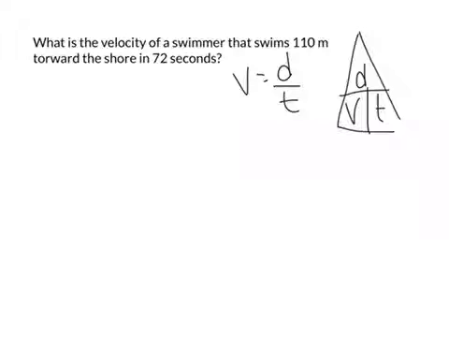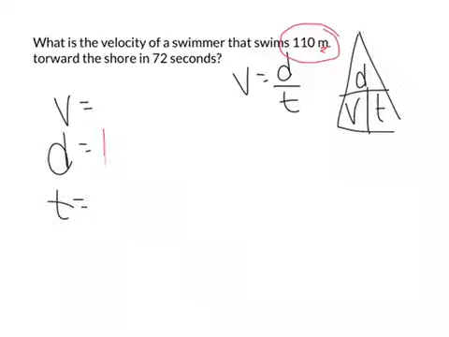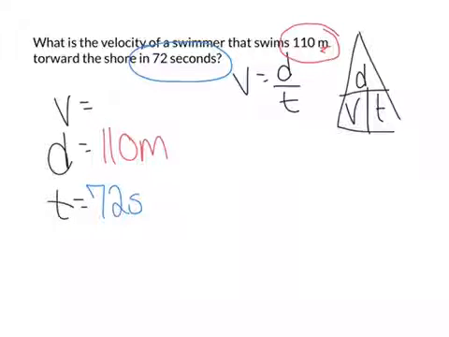Okay, so for this problem it says, what is the velocity of a swimmer that swims 110 meters towards the shore in 72 seconds? So the question is asking about our velocity. So we're going to need to find the velocity. And to do that, we need to find the distance that they traveled and the time it took them. If I go and reread the problem, I see that I have 110 meters. Meters is always a measurement of distance. I also have 72 seconds. 72 seconds is going to be a measurement of time.